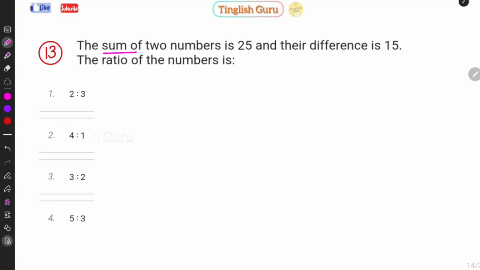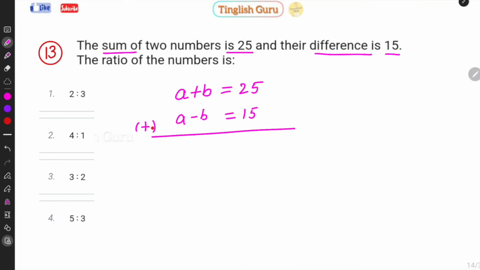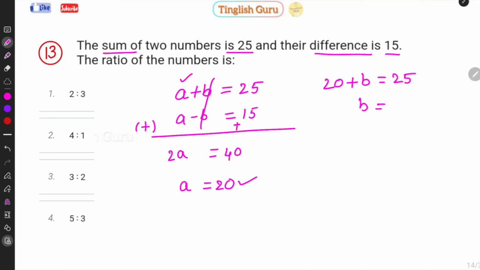Here the sum of two numbers is 25 and the difference is 15. So, let us say a and b are those two numbers. So, a plus b is equal to 25 and a minus b is equal to 15. Add these two equations, we will get 2a and b will be cancelled, that is equal to 25 plus 15, which is 40. We will get a is equal to 20. If a is equal to 20, put the value here: a plus b is equal to 25 means 20 plus b is equal to 25. That means b is equal to 5.